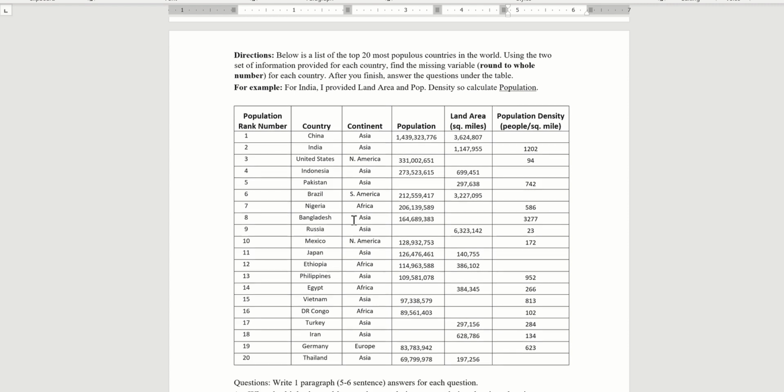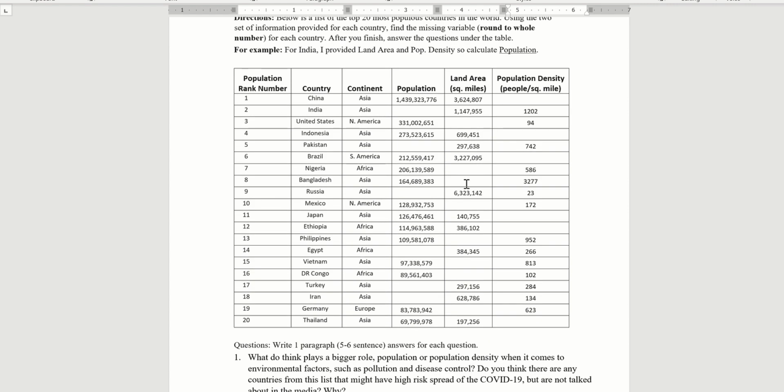Next one, very similar, but this time you're looking at 20 different countries around the world, right? So sometimes I give you the population and the land area, and I ask you for the density. Sometimes I give you the land area and the population density, I ask you for the population. Sometimes I give you population and population density, I ask you for land area. You have the equations for all 3 of these, right? So if you're given 2, you should know how to solve the other one, right?